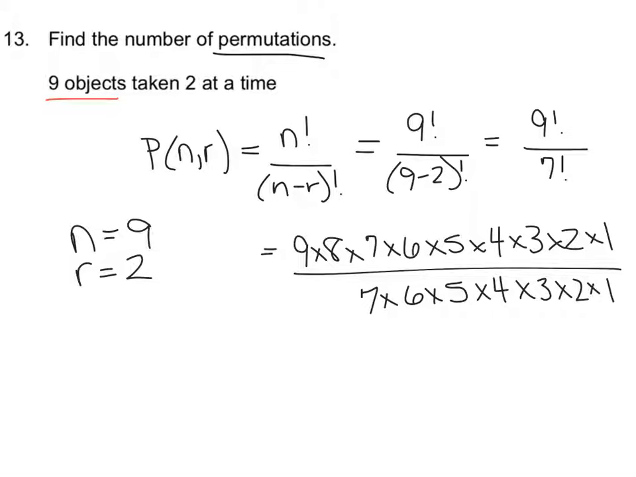And then we'll cancel factors on the top and bottom. So I have the 7 times 6 times 5 and so forth in common on the top and bottom of the fraction. So I'll cancel those out, and I'm just left with 9 times 8 on top, and 9 times 8 is 72. So the answer to this problem is that there are 72 permutations.